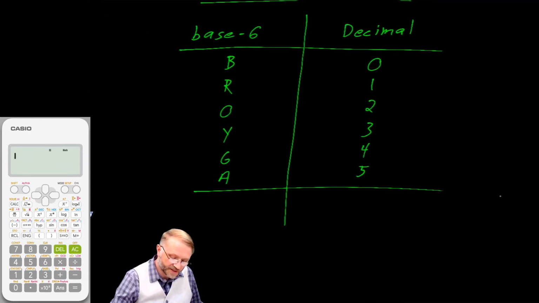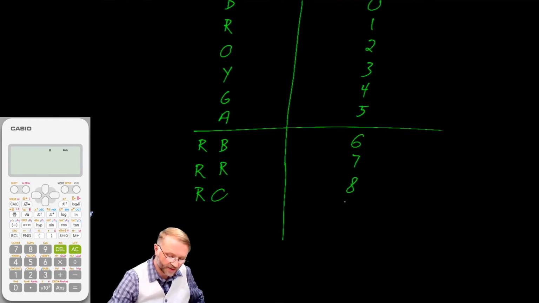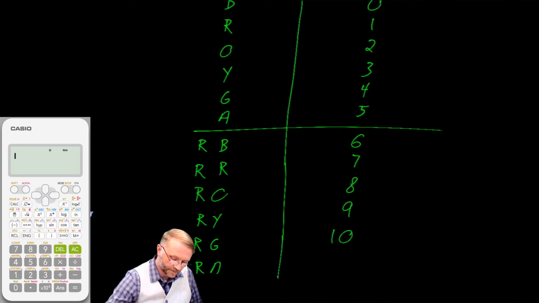So once we reach this point here, 6 would be red and brown. 7 would be red, red. 8 would be red, orange, and we just continue on with red, yellow, red, green, and red, blue.